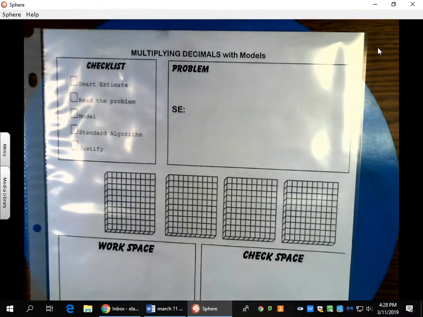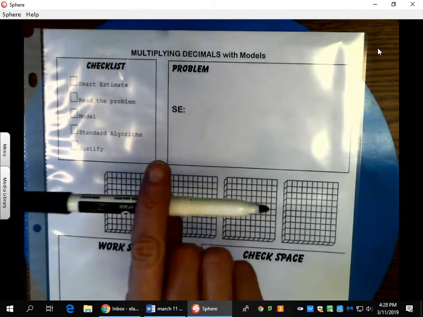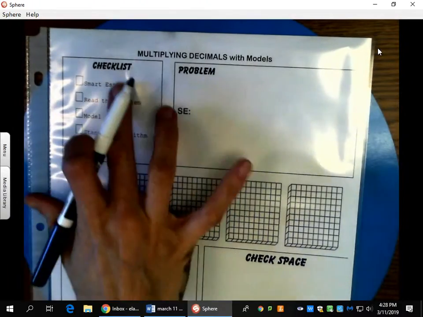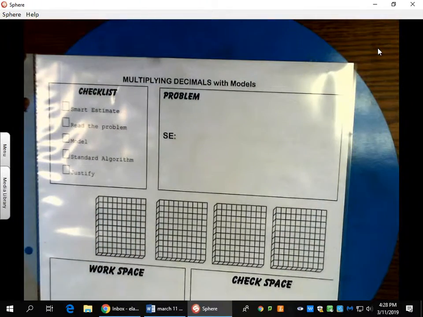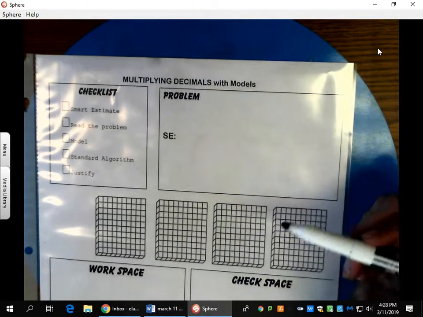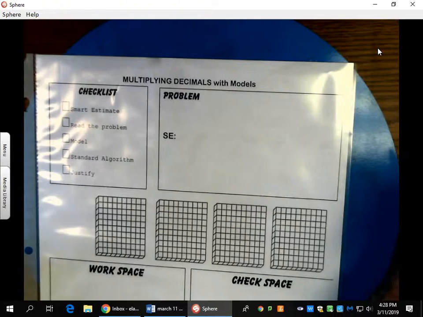Alright, hi guys. In order to do this center, you're going to need a dry erase marker and this multiplying decimals with models in a sleeve. Now this goes back a few topics, okay? This is topic 6, I believe. But we're going to refresh our memory. You might have noticed, like I said, I needed help in it, but wow, I've grown a lot since topic 6, which wasn't all that long ago.